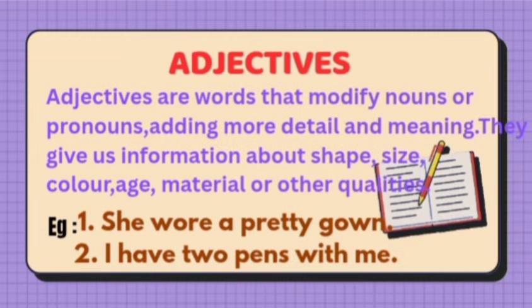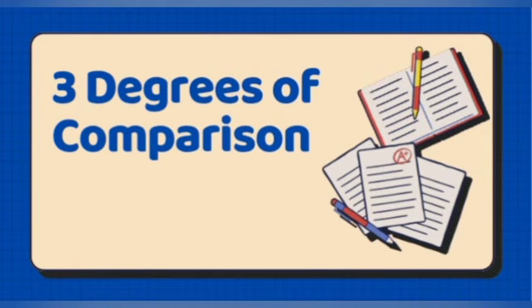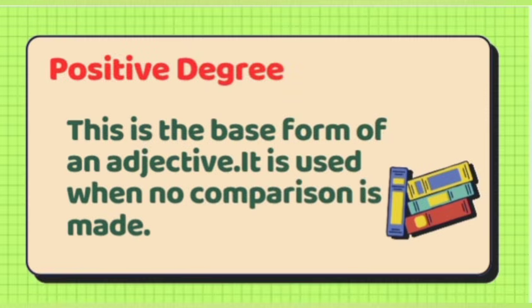Now let us move on to the next part of the class, that is comparison of adjectives. We have 3 degrees of comparison for adjectives. What are they? They are positive degree, comparative degree and superlative degree. Now I will be explaining each one of these to you in detail.